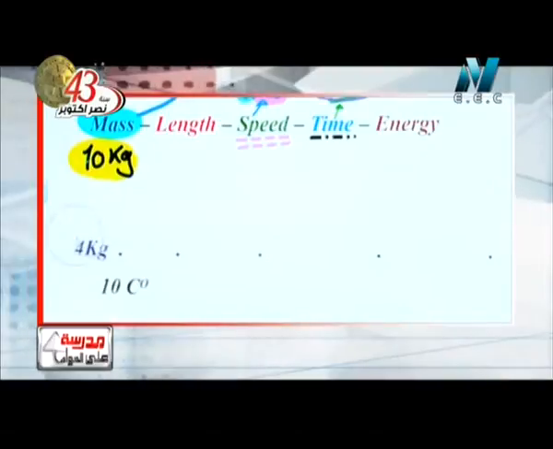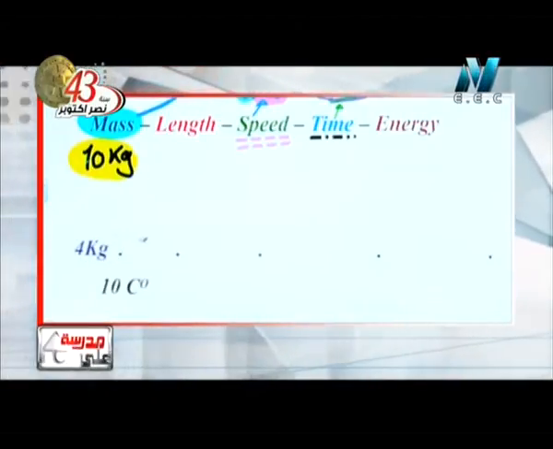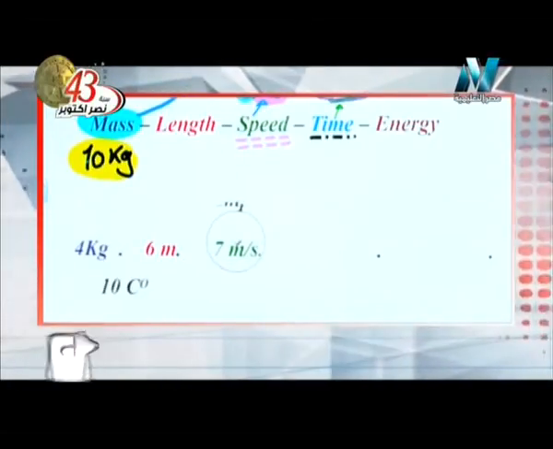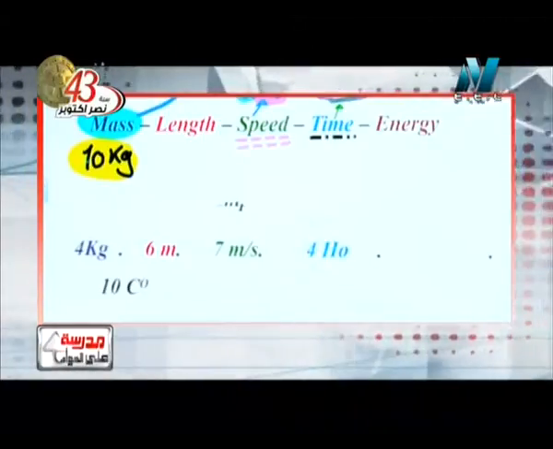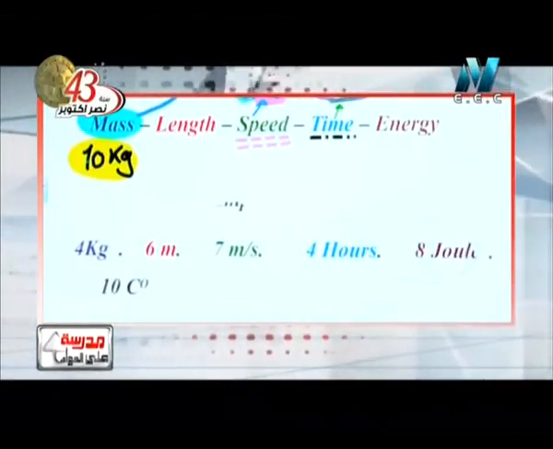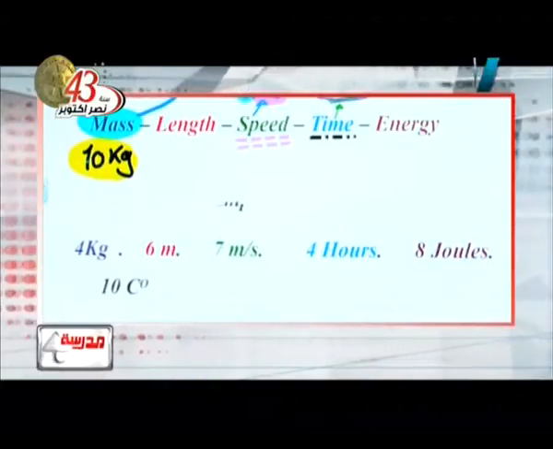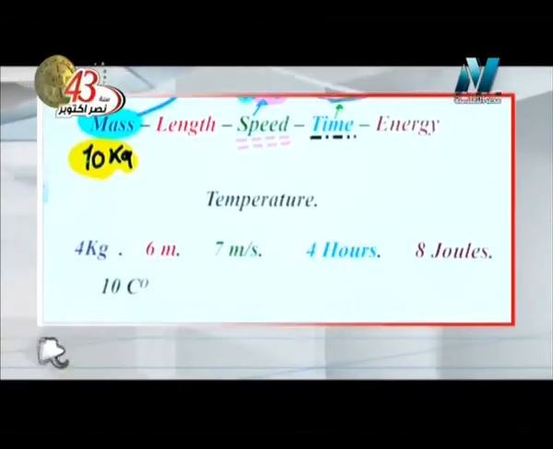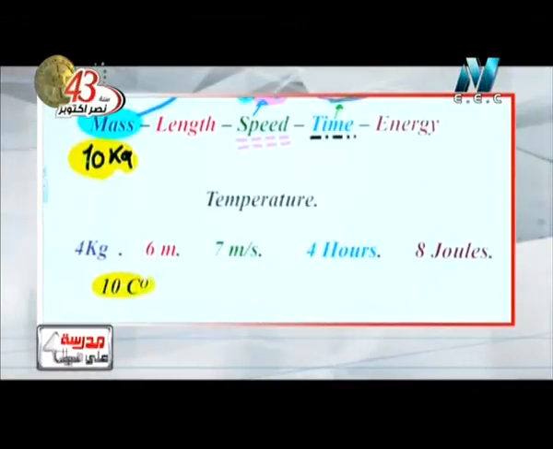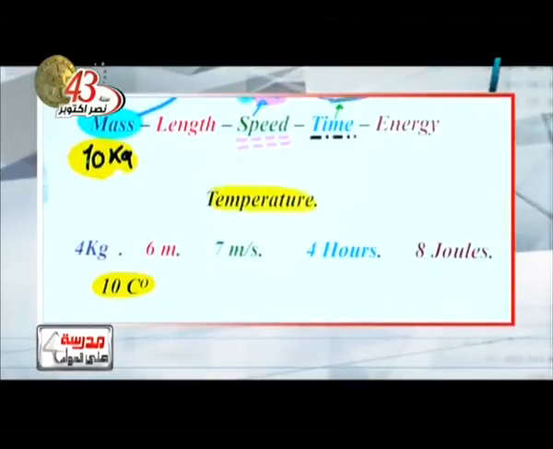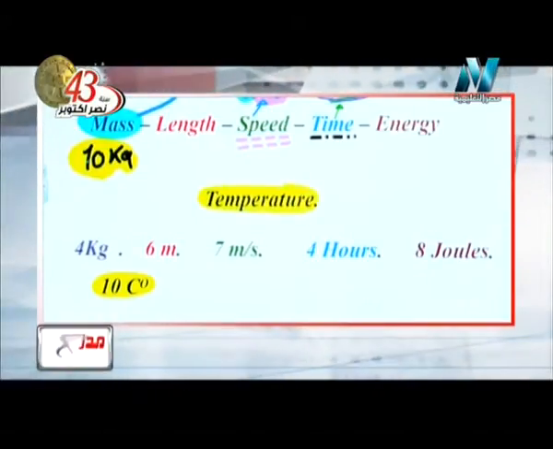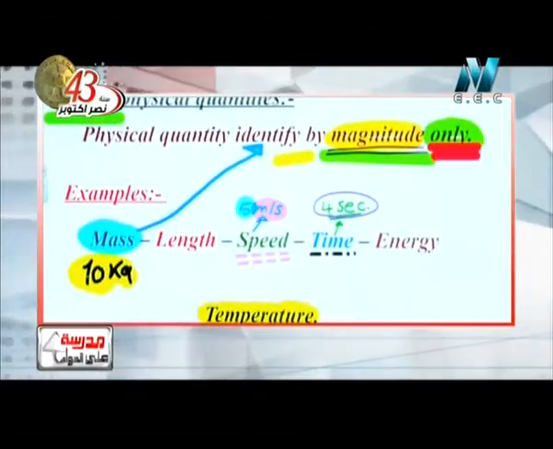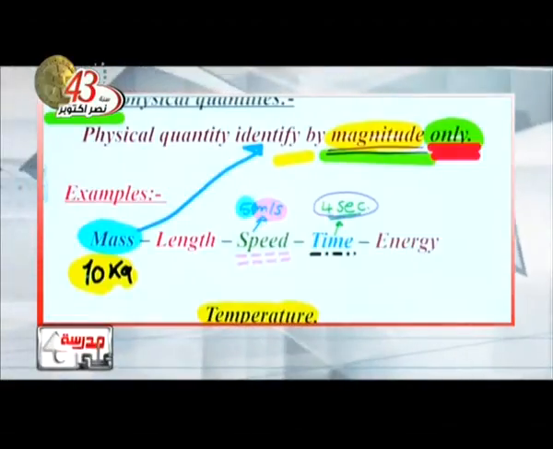As we have here 4 kilograms for mass, 6 meters for length, 7 meters per second for speed, 4 hours for time, 8 joules for energy. We also talk about temperature: 10 Celsius, so we know we talk about temperature. We know why, because we talk about a magnitude only. We identify by magnitude, meaning by its value only.